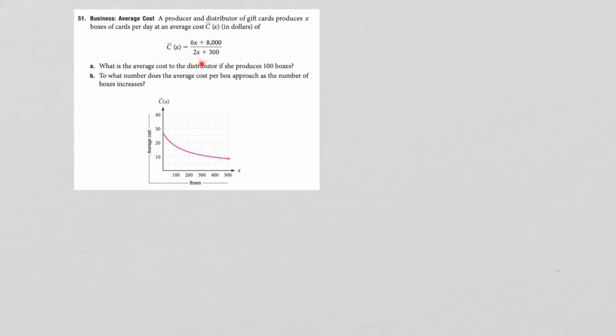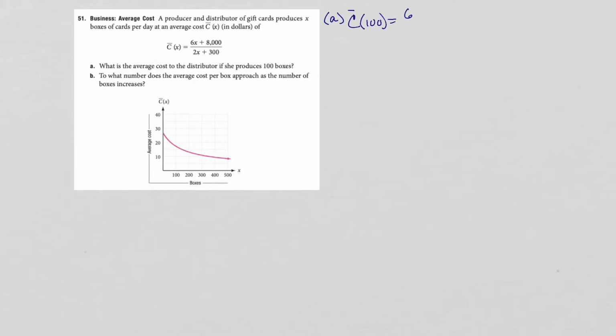This function here gives us the average cost of producing gift card boxes per day. And what we're asked for in part A is what is the average cost to the distributor if she produces 100 boxes. So in this case, X is the number of boxes. So we're just going to put 100 in for X and compute.